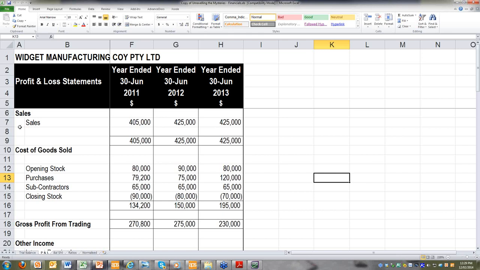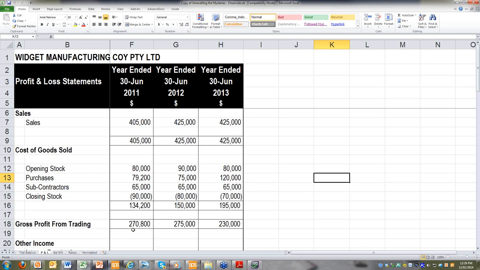We've been told that the business is trading relatively consistently with steady growth. So 405, 425, 2013, we're not getting growth. So a little mental note, we're not getting growth. So sales is the first line. The next line, opening stock, 80, 90, 80. So we're seeing a fluctuation in our stock. Moreover, we're seeing closing stock 90, 80, 70. So we're actually seeing this is a business that actually has falling stock levels.